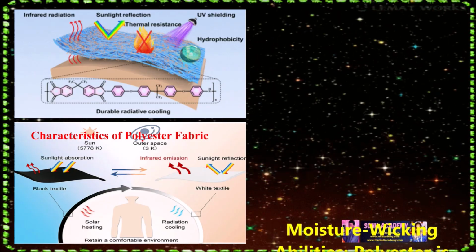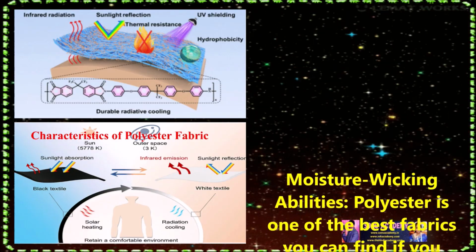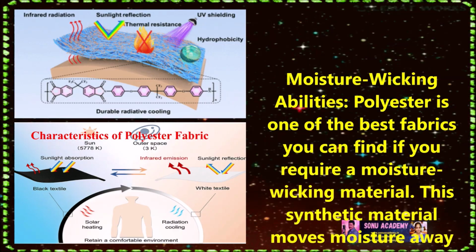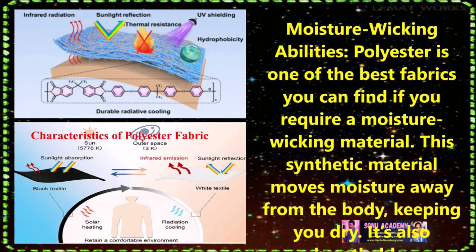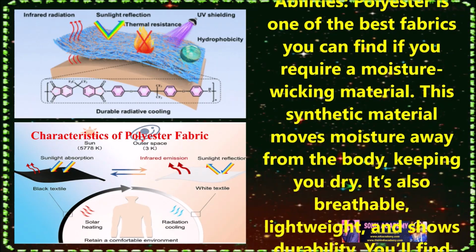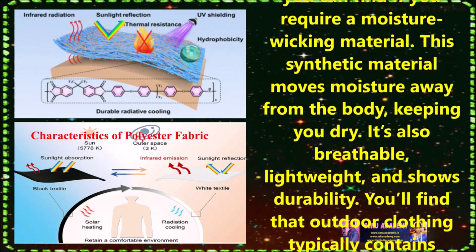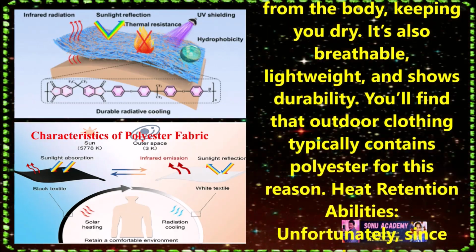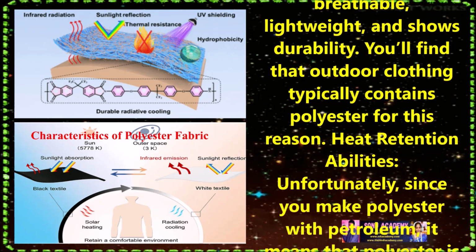Moisture wicking abilities. Polyester is one of the best fabrics you can find when you require a moisture wicking material. This synthetic material moves moisture away from the body, keeping you dry. It's also breathable, lightweight and shows durability. You will find that outdoor clothing typically contains polyester for this reason.